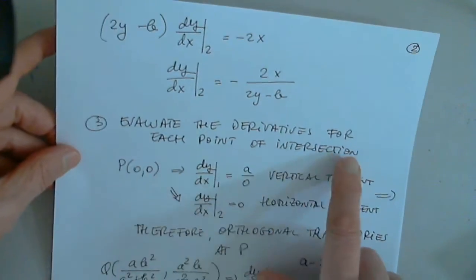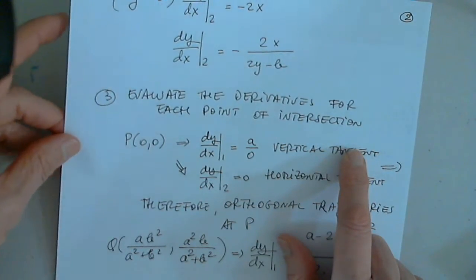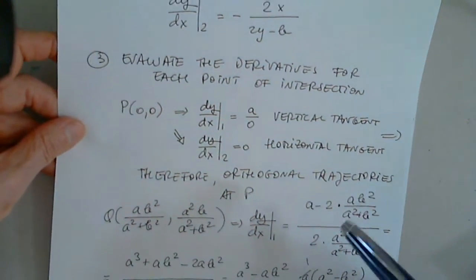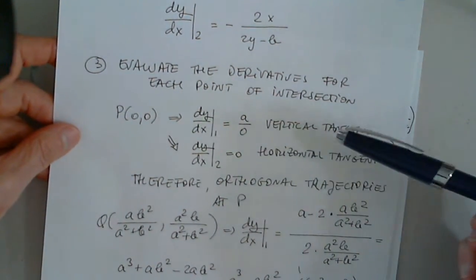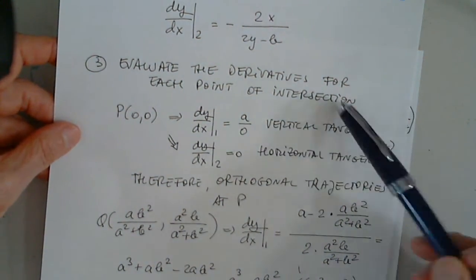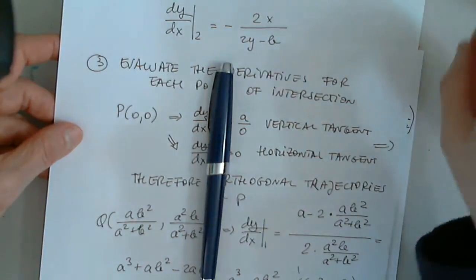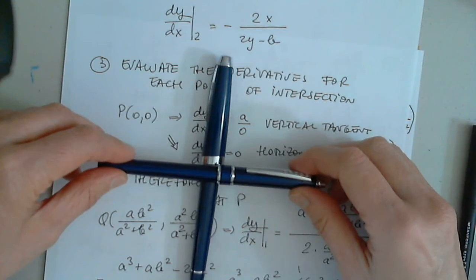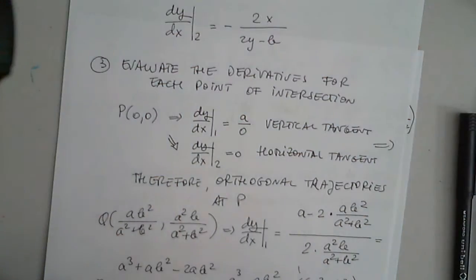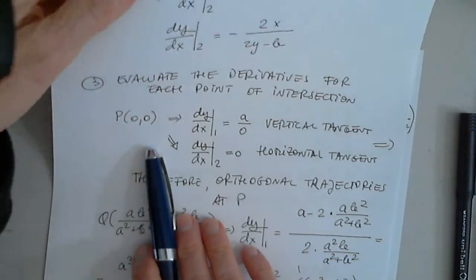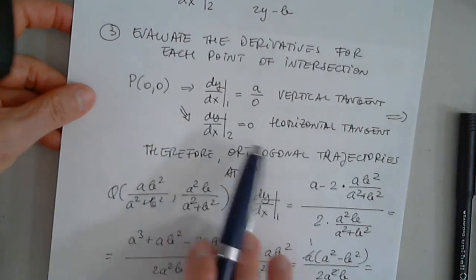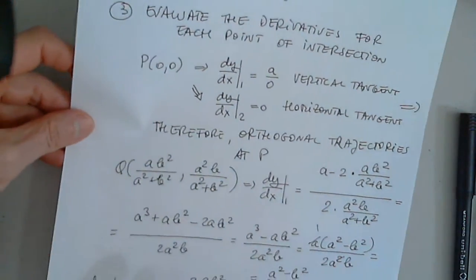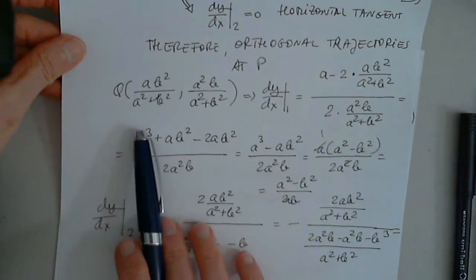Now I evaluate the derivatives for each point of intersection and make sure that, like in this situation, this is a vertical tangent, this is a horizontal tangent. A horizontal tangent and a vertical tangent will definitely be perpendicular. So for point P, I conclude they are orthogonal trajectories at this point of intersection. But now I have to check the other point of intersection.